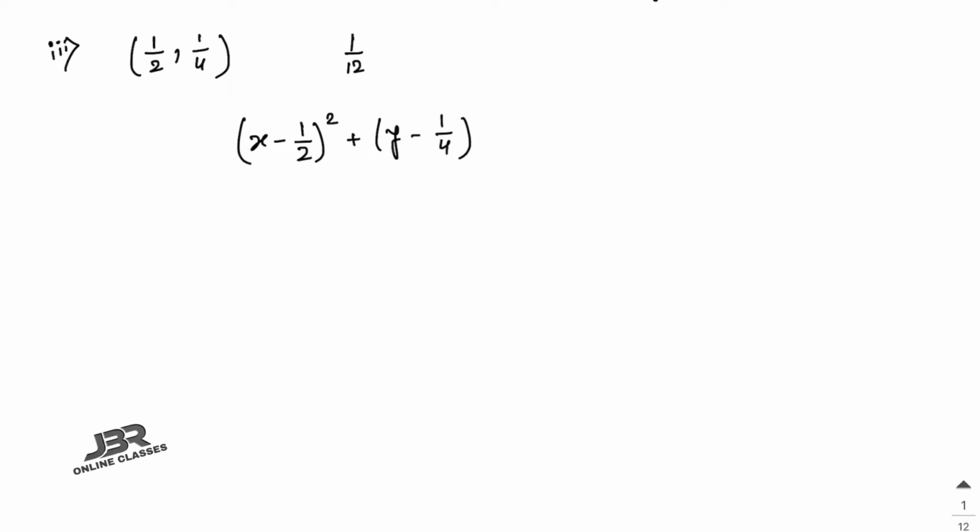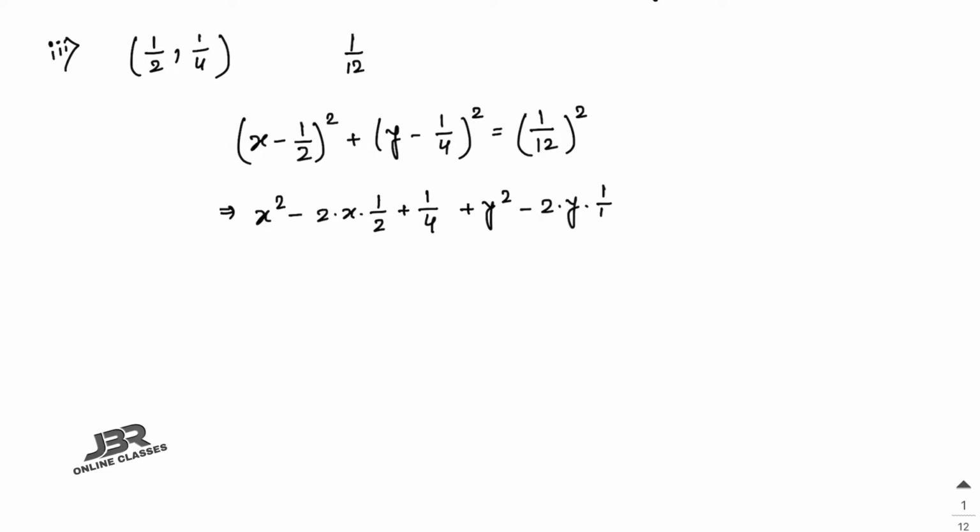Number 3. So here in number 3, center is (1/2, 1/4). Radius is 1/12. That means same formula: (x minus h), means (x minus half) whole square, plus (y minus k), means (y minus 1/4) whole square, equal to r square, so (1/12) square. Okay, so that means x square minus 2 into x into half plus 1/4. The next one, y square minus 2 into y into 1/4, then 1/16, that one equal to 1/144.